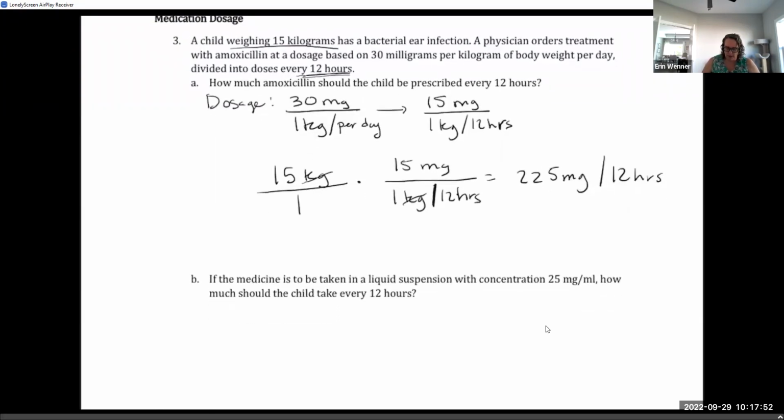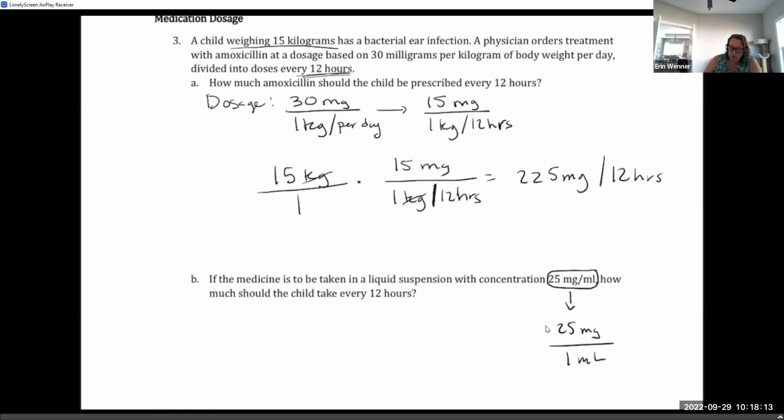Now, the second part trips students up a lot. So I want to focus on this. It says, if the medicine is to be taken in a liquid suspension with a concentration of 25 milligrams per milliliter. So again, this is 25 milligrams per 1 milliliter.